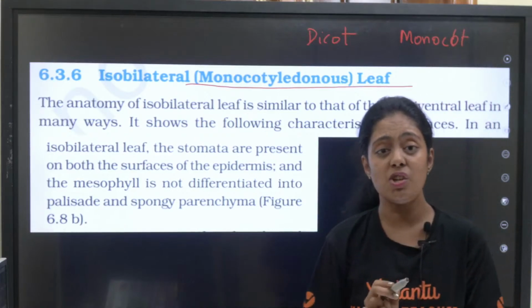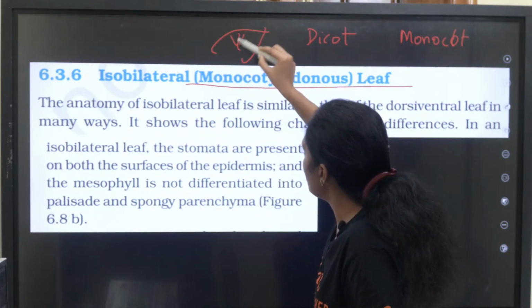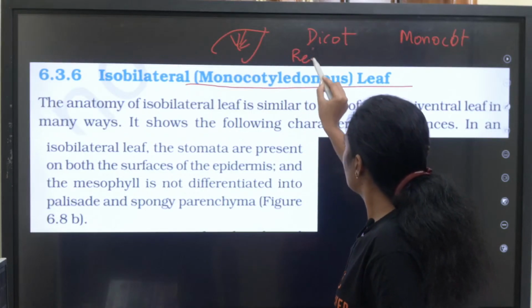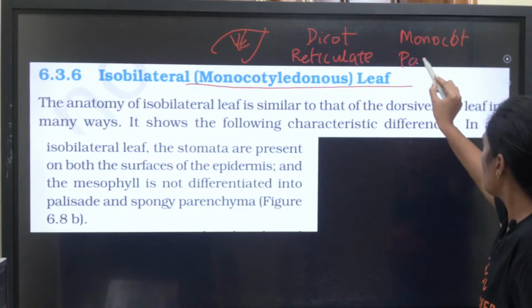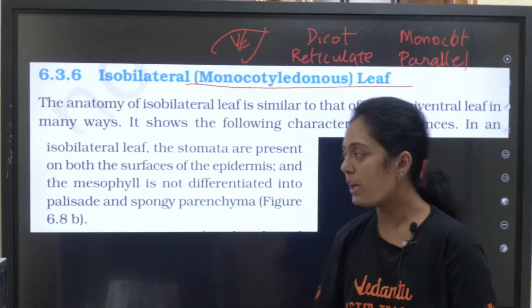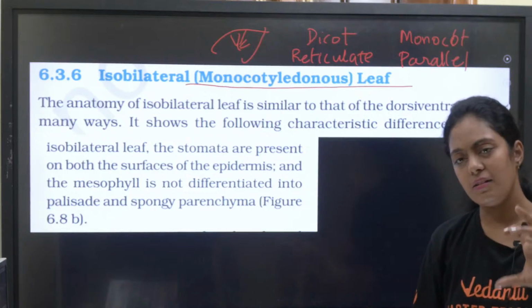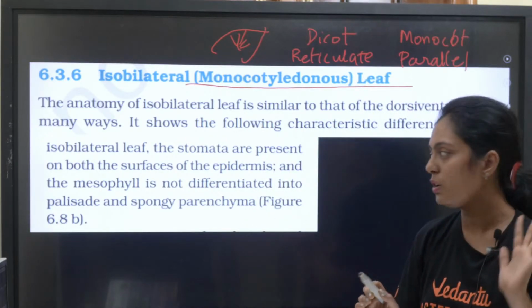Dicot leaf la venation வந்து reticulate இருக்கும். So இது வந்து உங்க leaf na, the venation will be reticulate. Here how will the venation be? Parallel. So a quick recap from the other chapter. Okay, so how is it different? Majority of the characters are same. How is it different? We will try to understand.